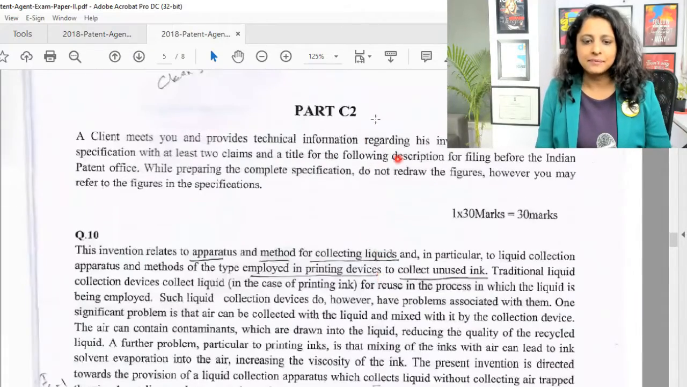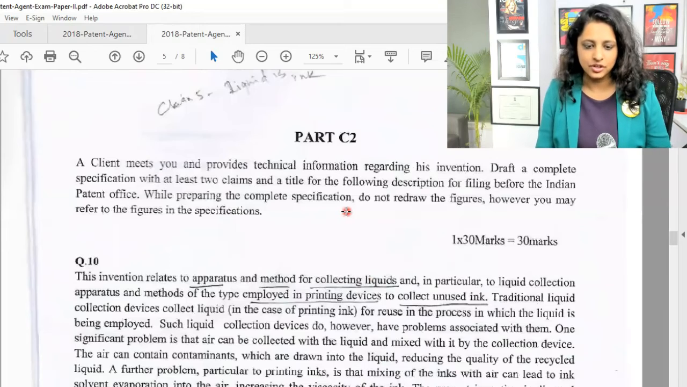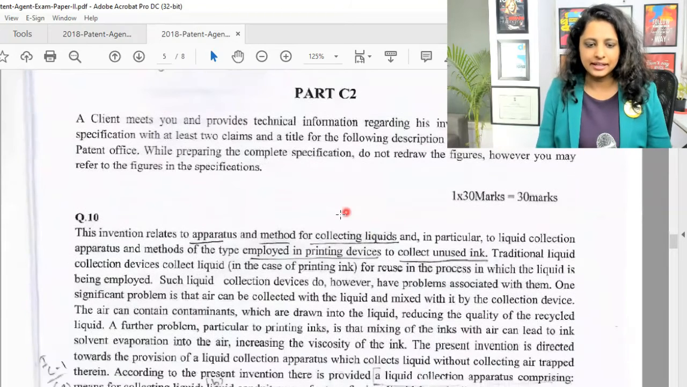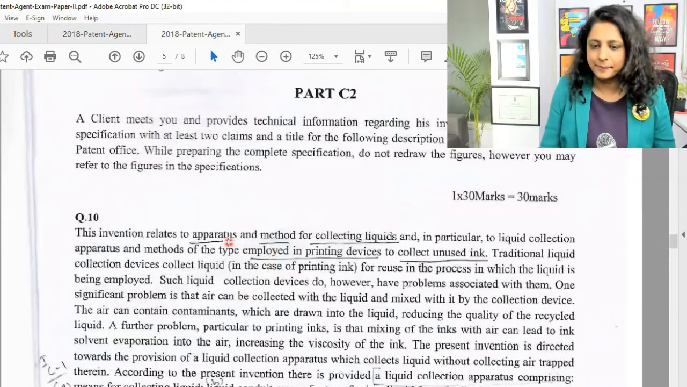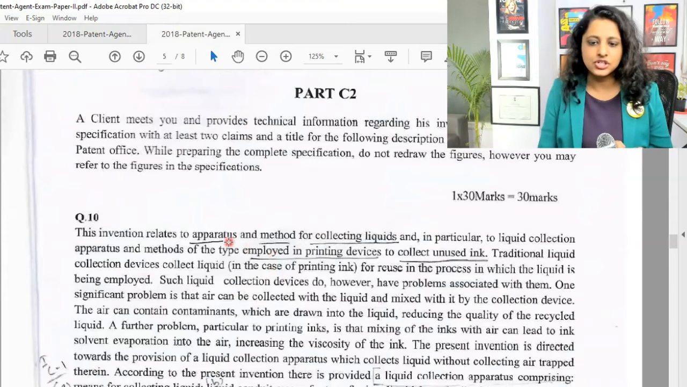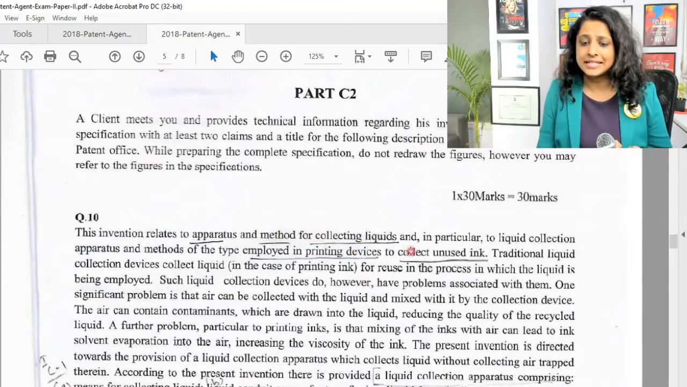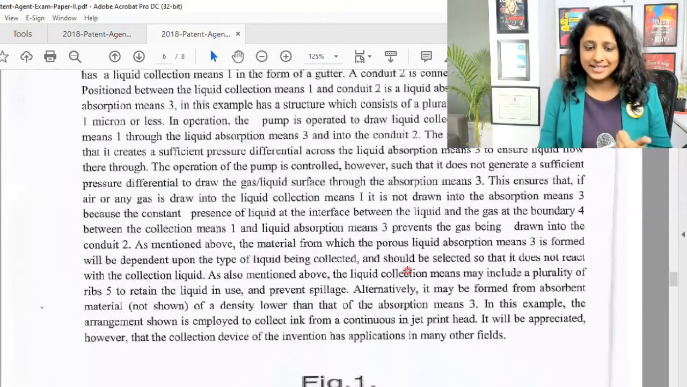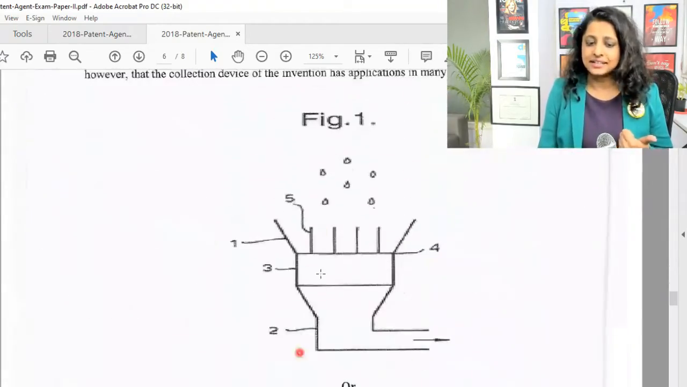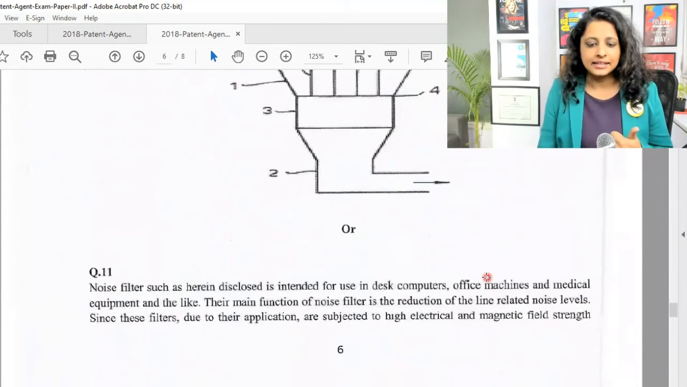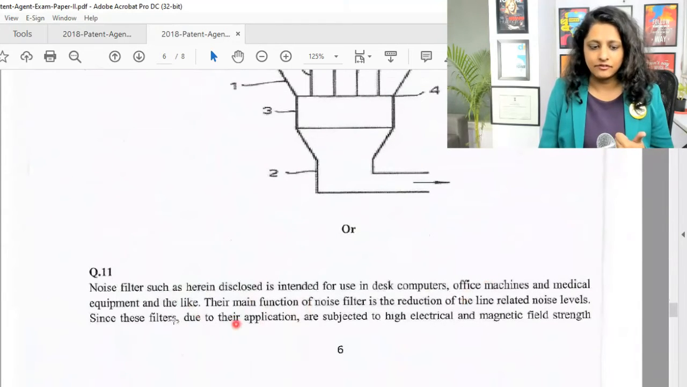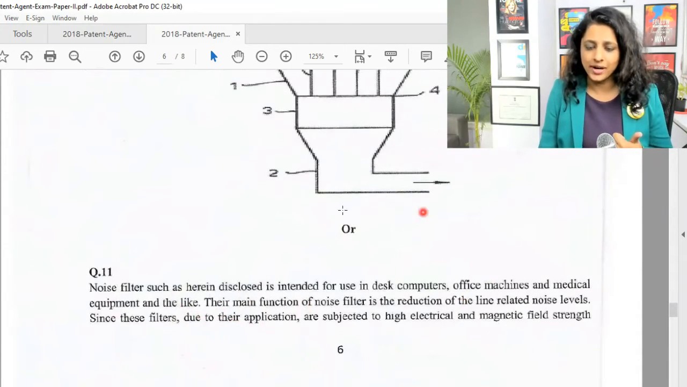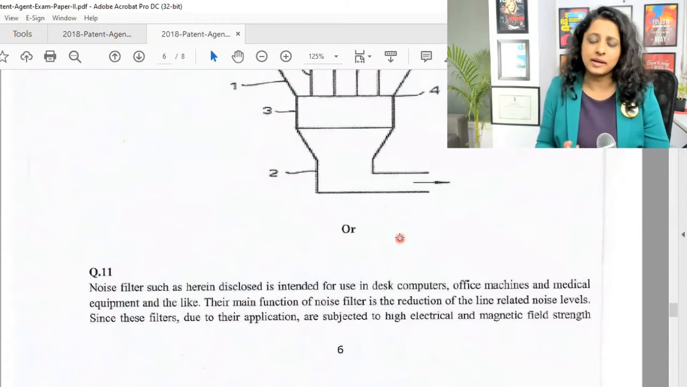Then Part C2 also has a patent drafting question. Again, there's a choice. There's an apparatus invention, an apparatus and method of collecting liquids, where it is given how the apparatus works. There's an entire invention which you have to read and understand, and you have to understand the diagram, what it contains. Then there's another invention of a noise filter. So there's a choice of which invention you are able to understand.